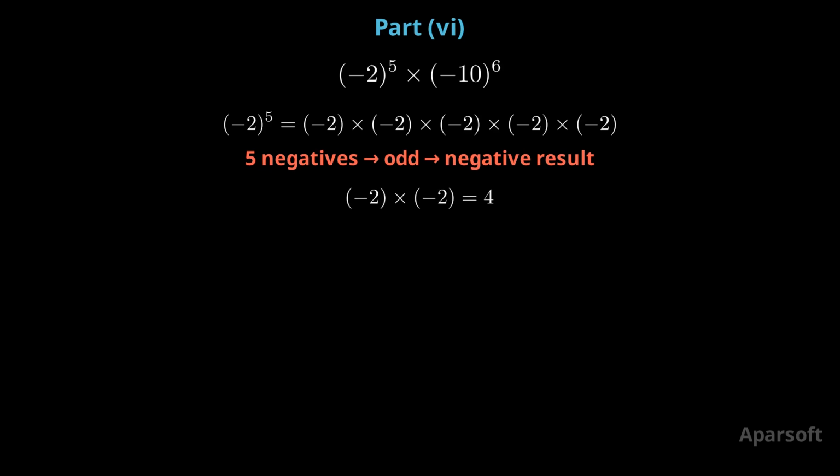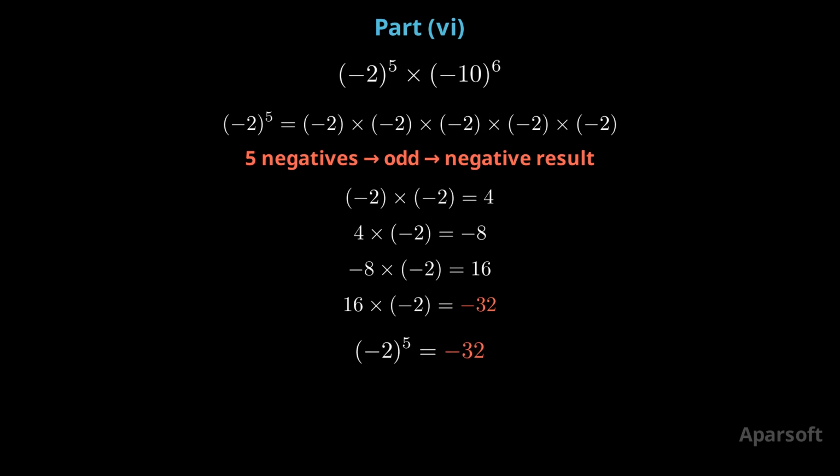Negative 2 times negative 2 is 4. 4 times negative 2 is negative 8. Negative 8 times negative 2 is 16. 16 times negative 2 is negative 32. So negative 2 to the 5th equals negative 32. We found negative 2 to the 5th is negative 32.